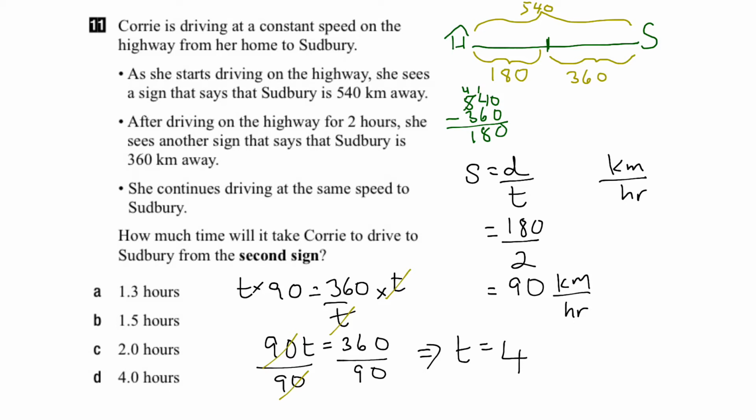We could simplify it a little bit, the zeros would cancel, and 36 divided by 9 is 4. So it'll take Corey 4 hours to cover the second part of the journey from this sign to Sudbury. And when we look down our list of options, D is the right answer.